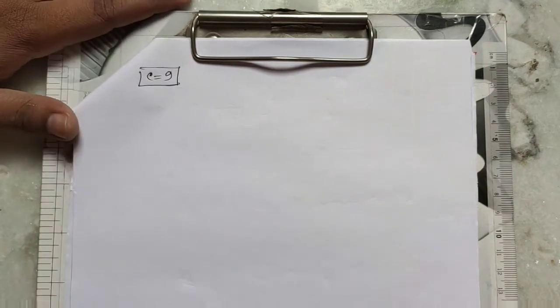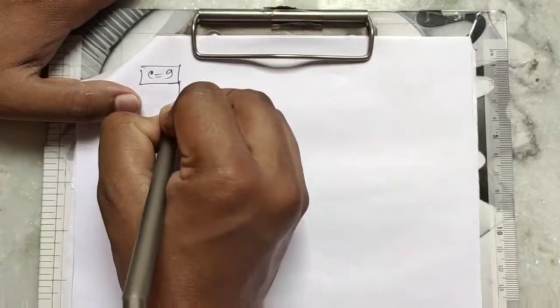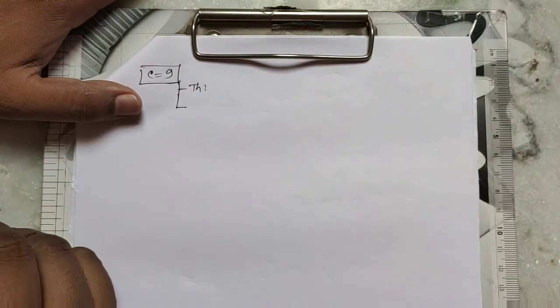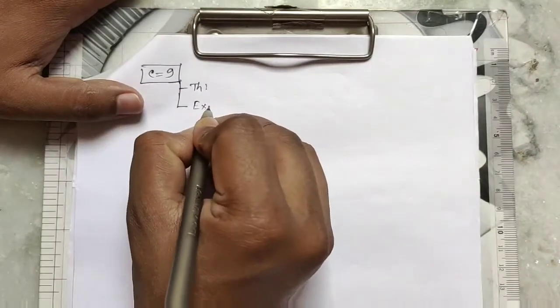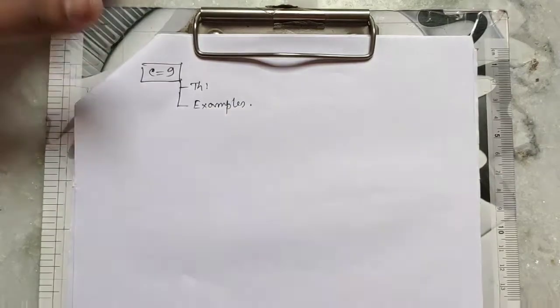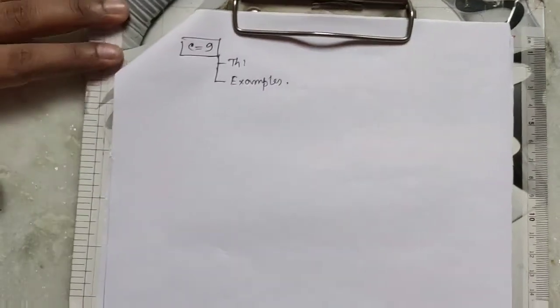In previous classes, we discussed a consequence on uniform convergence and some examples. In this class, we discuss another theorem on uniform convergence, and some examples. So let us start.